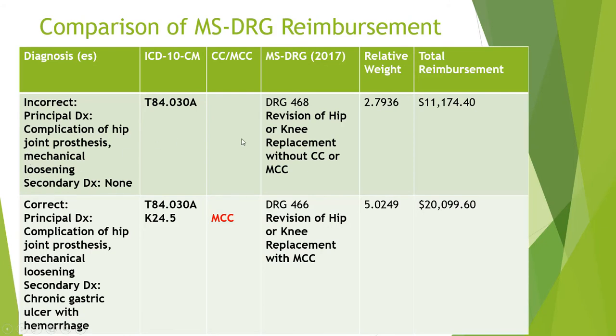This table is comparing those two scenarios where the coder was incorrect in just picking up the principal but not the secondary, which led to a reimbursement of $11,174. The correct diagnosis was the principal and the secondary diagnosis, which is an MCC, placing the patient in a different DRG with a different relative weight, much higher, really twice as high, and giving you a much higher reimbursement.